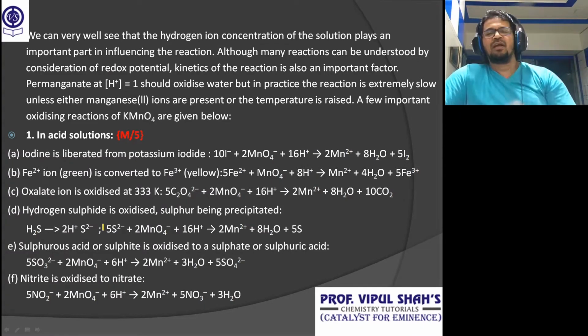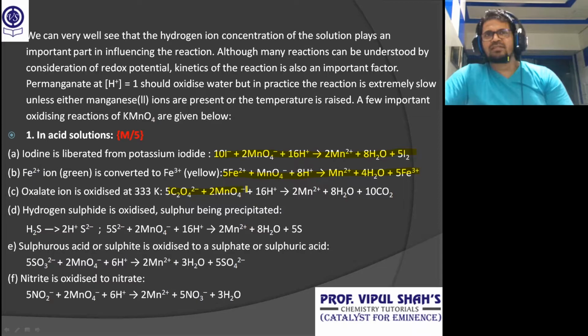Again, the reactions here. Iodine is liberated. So what is happening? I'm just highlighting and I'm talking. Just understand how to interpret it. Iodide is oxidized to iodine, and permanganate is reduced to Mn2 plus, manganese 2 plus ions. Second one, ferrous is oxidized to ferric. Permanganate is reduced to Mn2 plus.